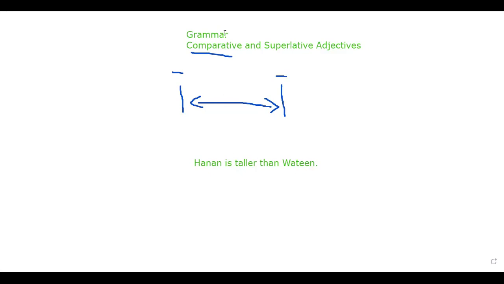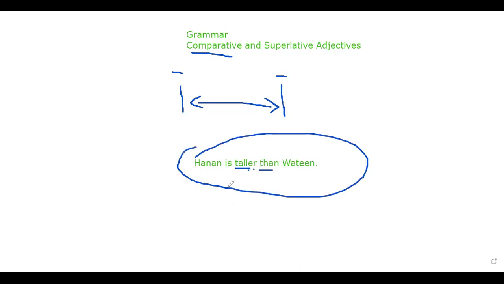Okay, to make a word an adjective that compares between two people, what should I add? I should add only E and R and the word than. Then I will bring the adjective, and I put for it ER and the word than. Then I have a comparative adjective.